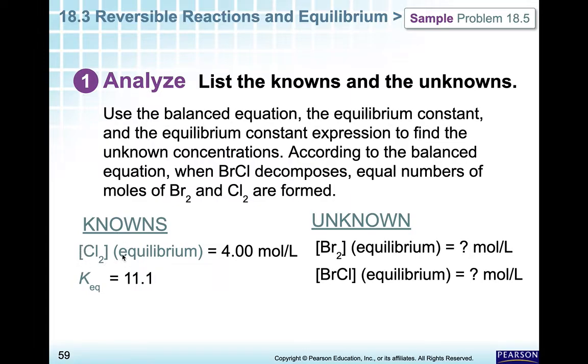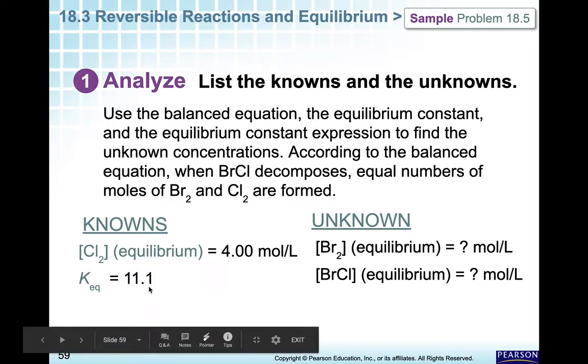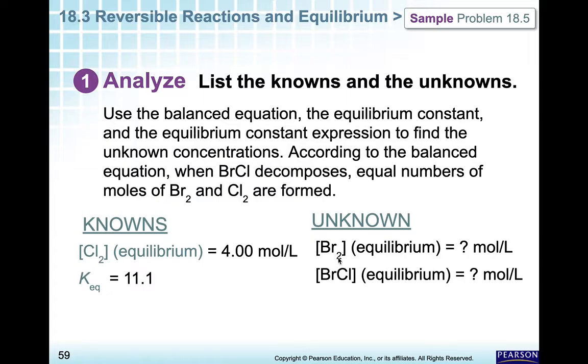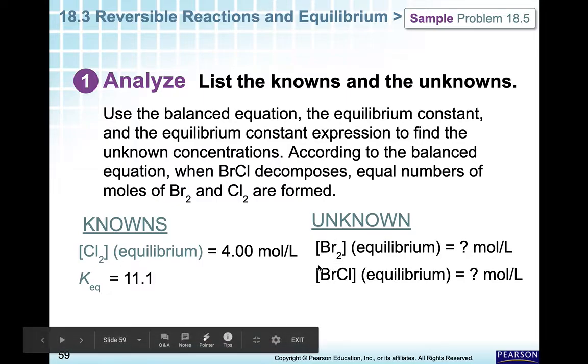So let's see what we were told. We were given our equilibrium concentration of chlorine gas as 4 moles per liter. And we were given our value for K, the equilibrium constant, 11.1. And we know that temperature is constant. We're looking for two things for this problem. We're looking for the concentration of bromine, one of our products at equilibrium, and the concentration of bromine chloride, our only reactant at equilibrium.